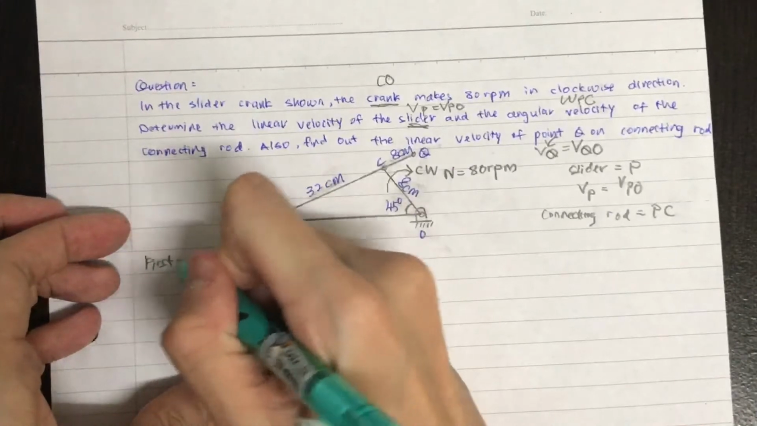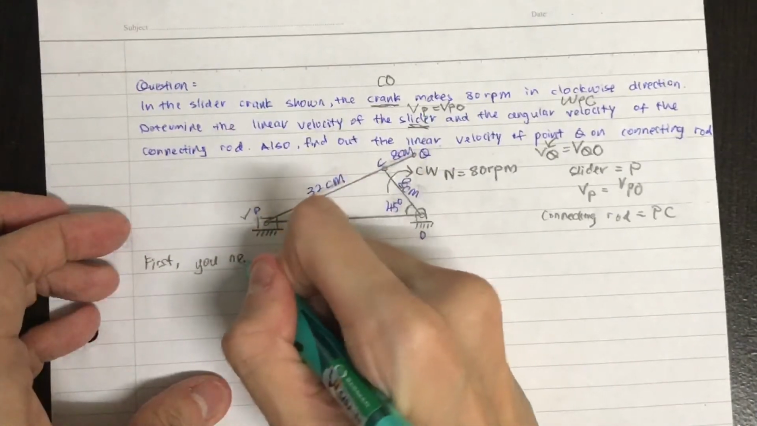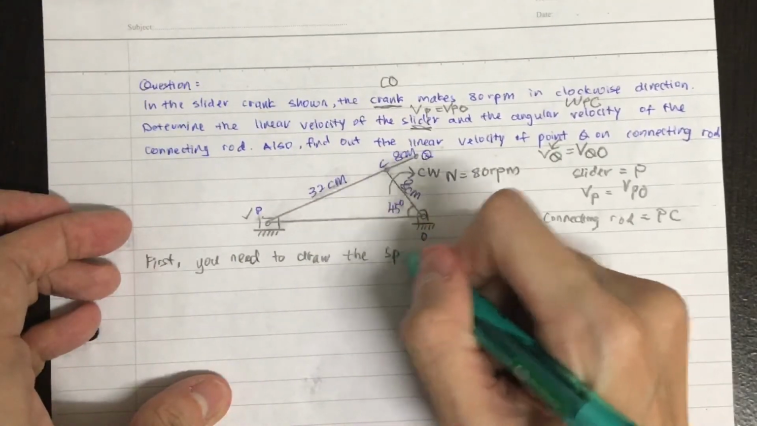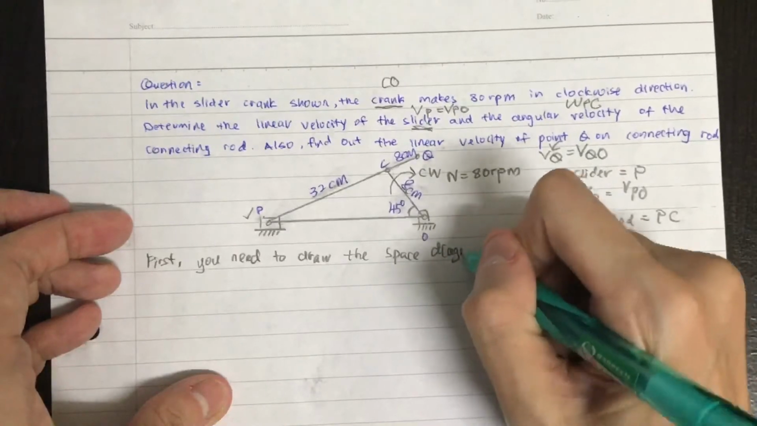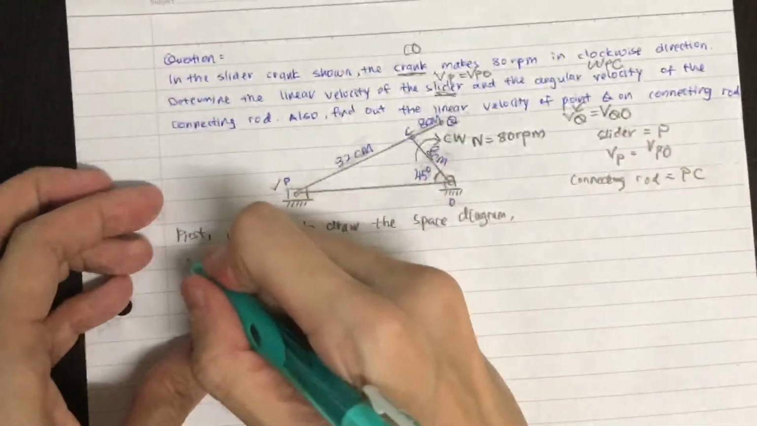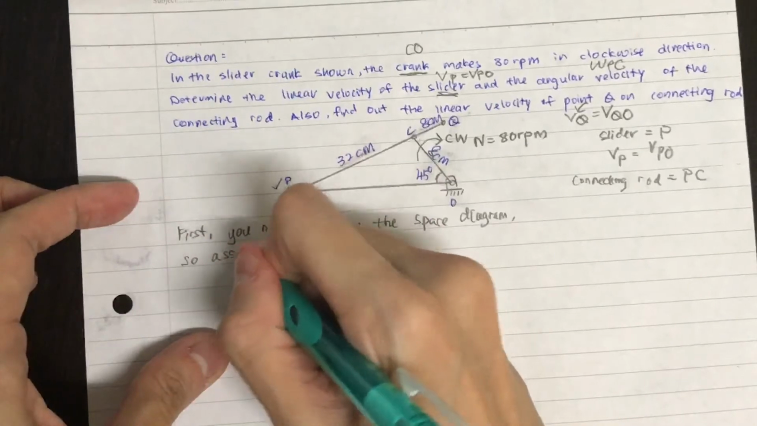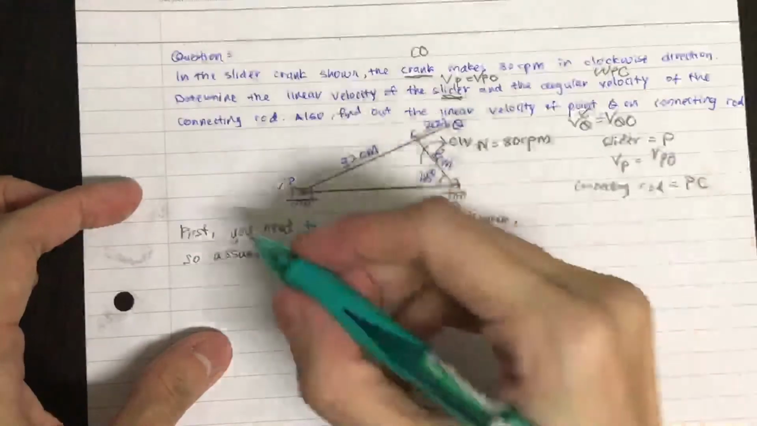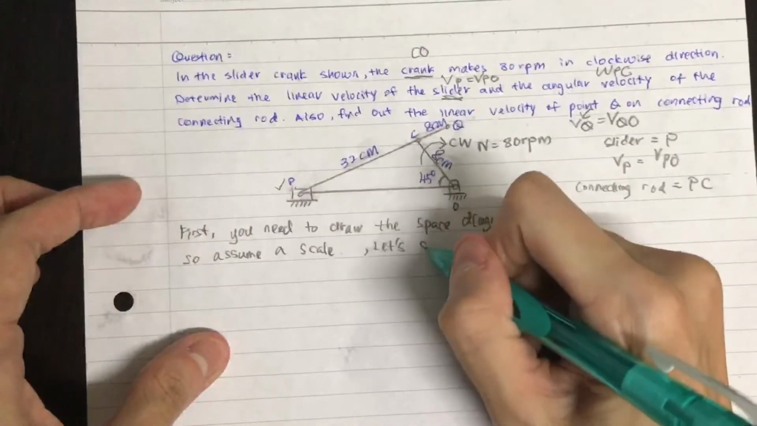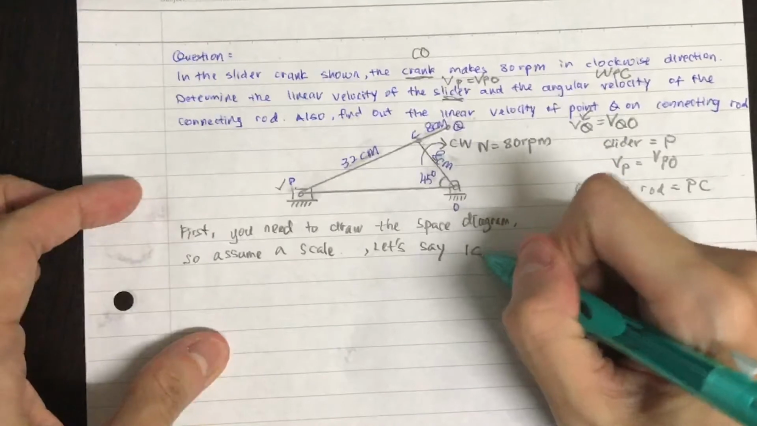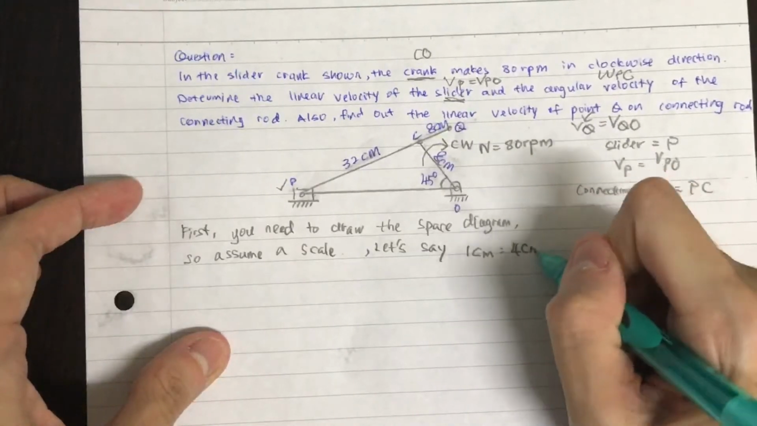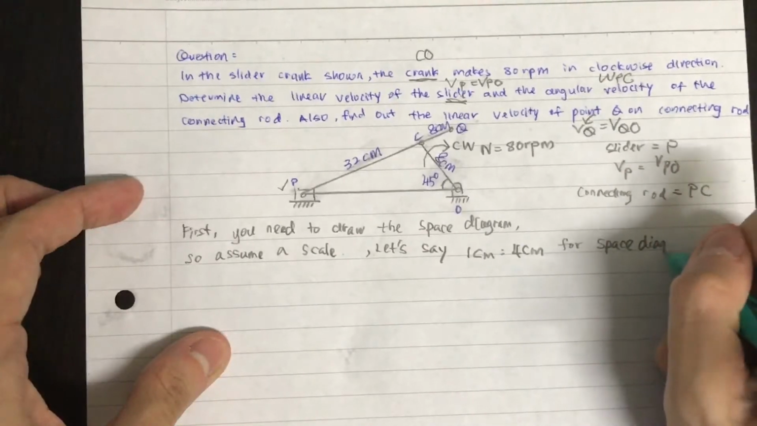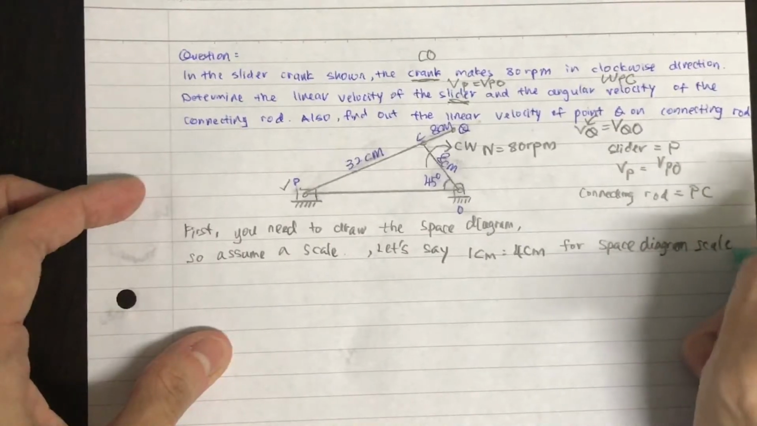First, you must draw a space diagram. The questions given may not be according to scale, so you must draw your own set. Take an appropriate scale. You can see that you have link dimensions of 32 centimeters and 8 centimeters, so the appropriate one will be 1 centimeter to 4 centimeters ratio, where in the space diagram 1 centimeter represents 4 centimeters in the real dimension.